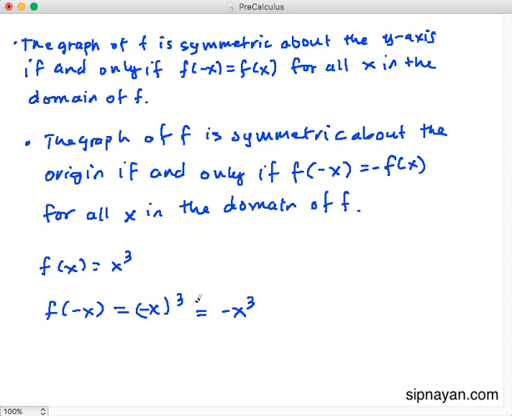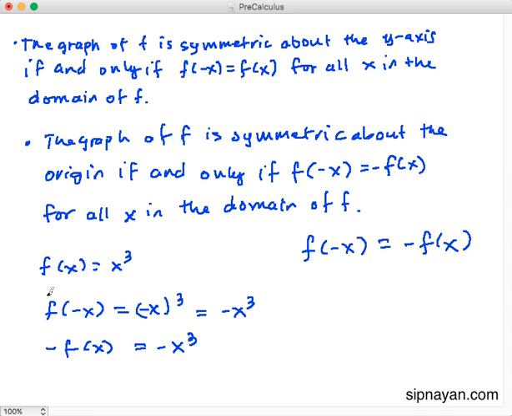What about negative f of x? Negative f of x. Ang f of x natin is x cubed, di ba? So, ibig sabihin, nag-multiply lang tayo dito ng negative 1. This becomes negative x cubed. Now, as we can see, f of negative x is equal to negative x cubed, and negative f of x equals to negative x cubed. Therefore, f of negative x equals negative f of x. So, nasatisfy natin to. Ibig sabihin, yung x cubed natin, yung ating function na f of x equals x cubed, is symmetric about the origin.